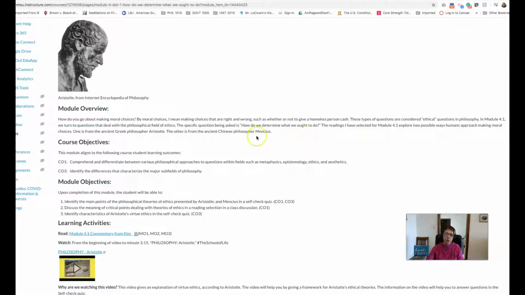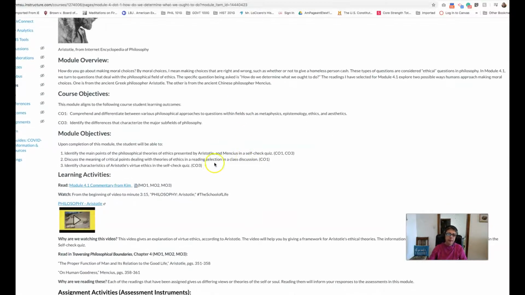These types of questions are considered ethical questions in philosophy. In Module 4.1, we turn to questions that deal with the philosophical field of ethics. The specific question being asked is, how do we determine what we ought to do? The readings I have selected for Module 4.1 explore two possible ways humans approach making moral choices. One is from the ancient Greek philosopher Aristotle. The other is from the ancient Chinese philosopher Mencius.